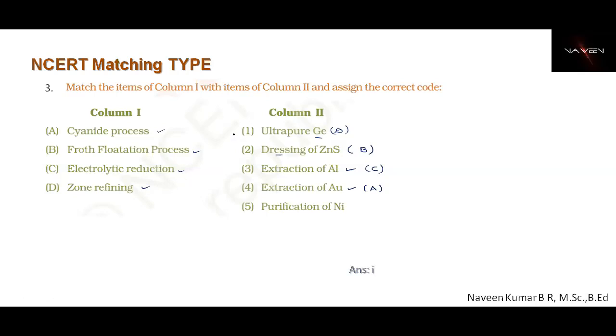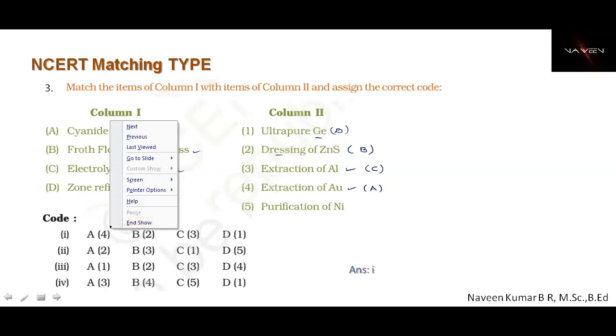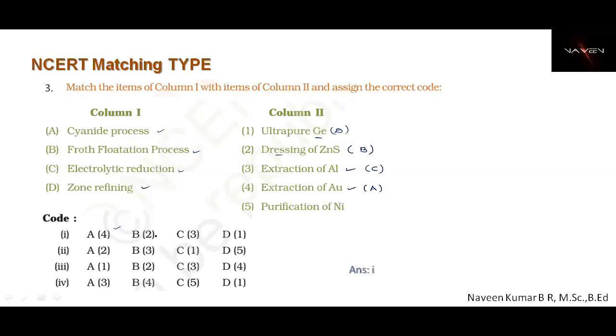Now if we look into the code, A is matched with 4, B, that is the froth flotation process, is matched with dressing of zinc sulfide, C, electrolytic reduction, is extraction of aluminium, and D, zone refining, is for ultra pure germanium. Since all the matches are correct with respect to code 1, the correct answer is 1.